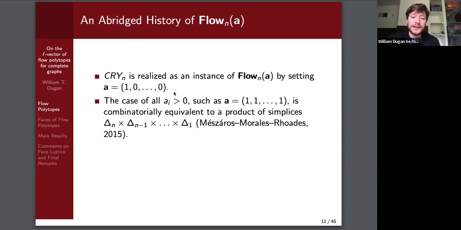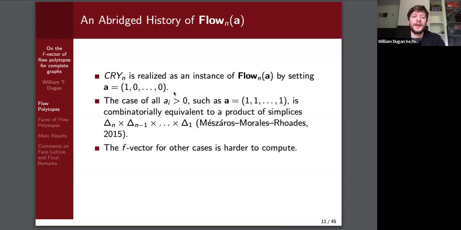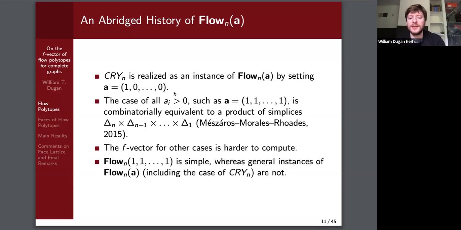Okay, the other thing that's known is that Mészáros, Morales, and Rhoades in 2015 showed that in the case that all a_i's are strictly positive, this is combinatorially equivalent to a product of simplices, Δ_n × Δ_{n-1} down to Δ_1. However, the f-vector for other cases is harder to compute, and there are many explanations for this. One possible explanation is that flow_n where all the a_i's are strictly positive is a simple polytope, whereas general instances of flow_n(a) are not.